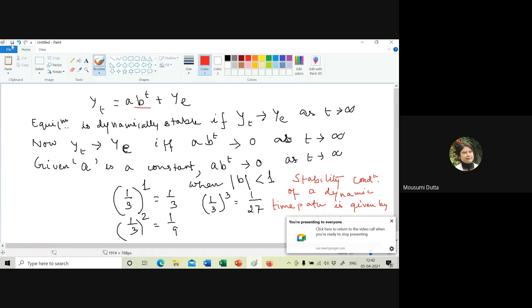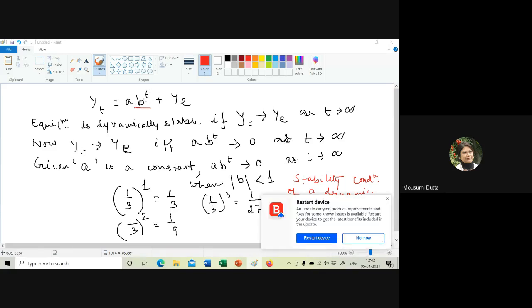So once again, please look at the equation. Yt is equal to ab to the power t plus ye. If b is positive, whatever be the value of t, even or odd, you will get a positive number. However, if b is negative, for the odd values of t, you will get a negative value. For the even values of t, you will get this component to be positive.